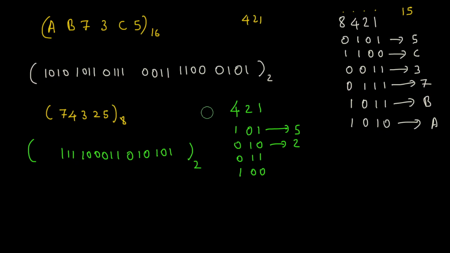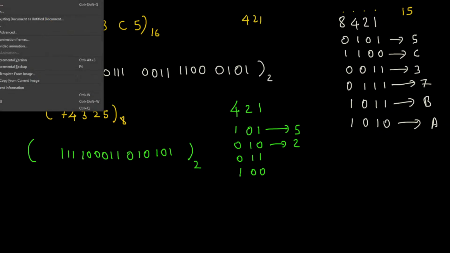Now let's look at how to convert from binary to hexadecimal. I go to the next page. Let's say we have the binary 1 0 1 1 0 1 1 1 1 1 0 1. This is base 2, and we want to convert this into hexadecimal.